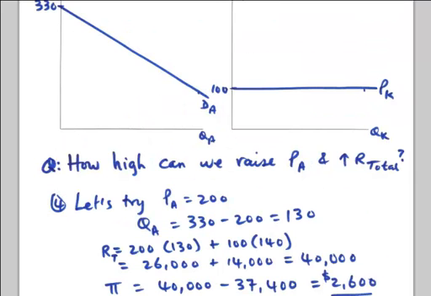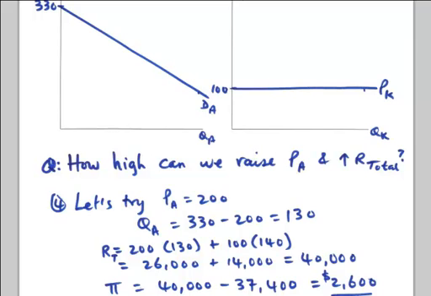We now ask the question, how much higher can we push the price for adults so that we can get to the maximum level of revenue? Let's try a price of $200. We plug 200 into the demand equation and we get a quantity of 130 adults. So 200 times 130 is $26,000.